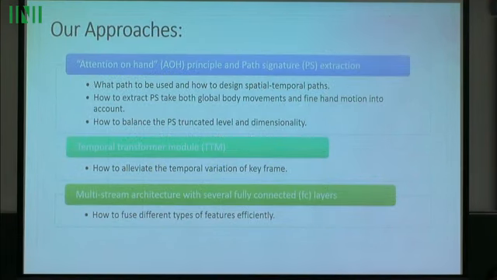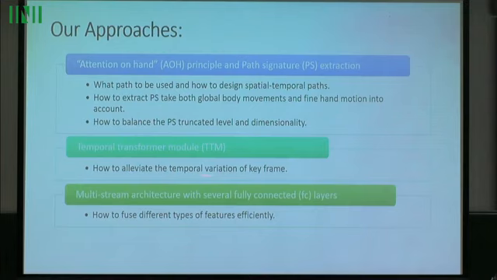We have three contributions, three new things we propose in this work. One is attention on hands, because we have all those skeleton joints: which joints to use and what kind of path to define. Since we only focus on hands, we only concern ourselves with the joints on the hand. Then, what are the relationships? Temporal relationship is based on time. How about spatial relationship? We define joints, several joints together, as a set. And then we propose this temporal transformer module to evaluate the temporal variation of a key frame.